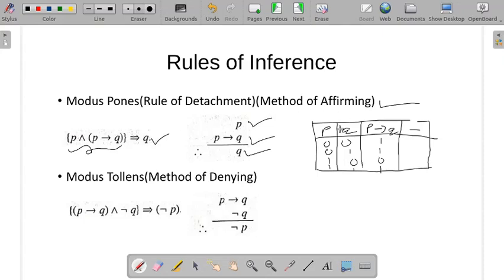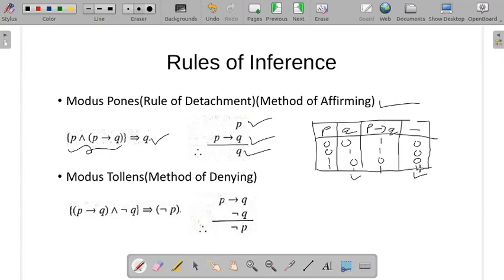So if we write P and P conditional Q, so this one is 0, second one is 0, P and again 0, so here it is 1. Okay, so whenever P and P conditional Q is true, Q should be true. If that's holding, then this argument is true.